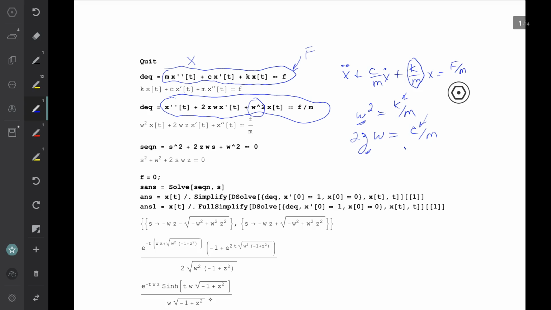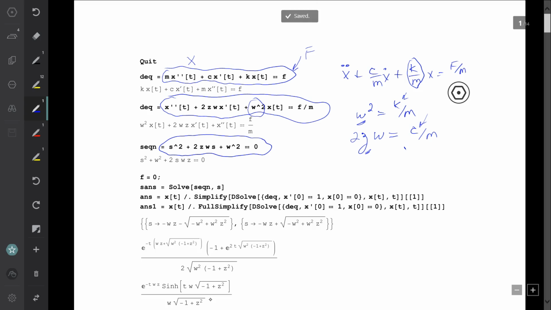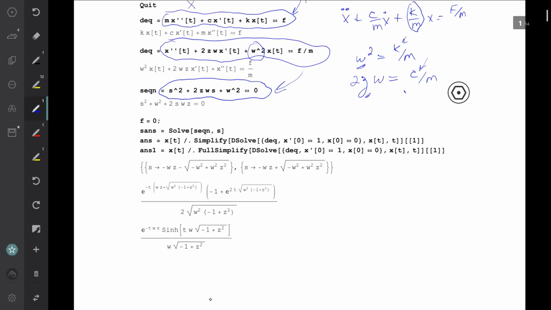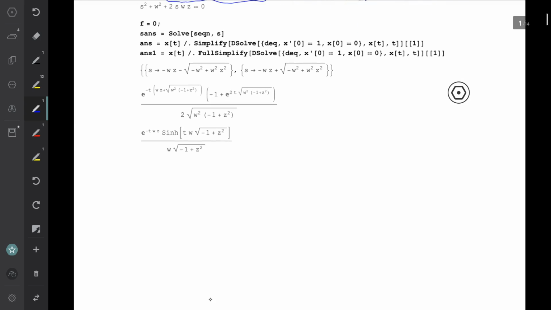I would expect that. I also expect you to be able to take your differential equation and find the s equation for it. And so here's the s equation for this differential equation. And I expect you to be able to do that fairly quickly. I've shown you how to do that in class, and I'm not going to belabor the point here.